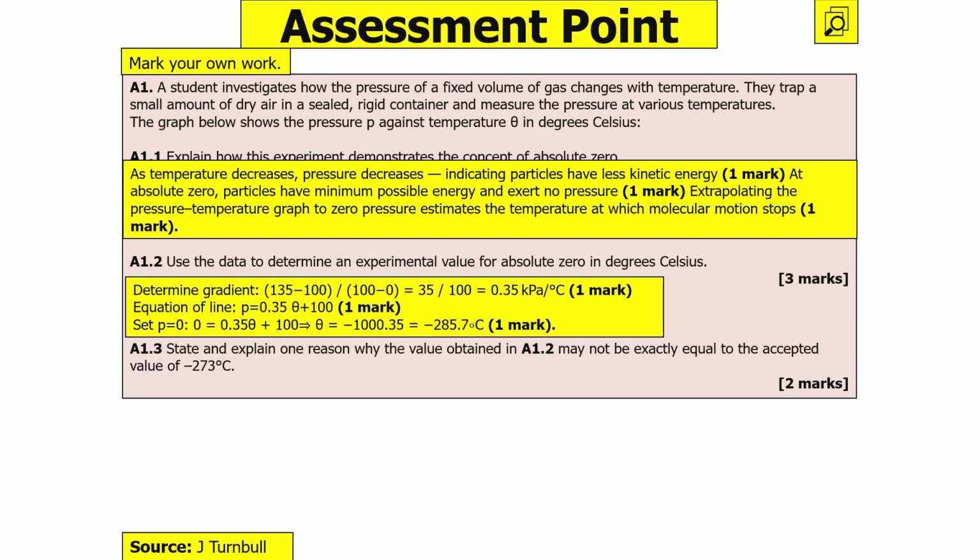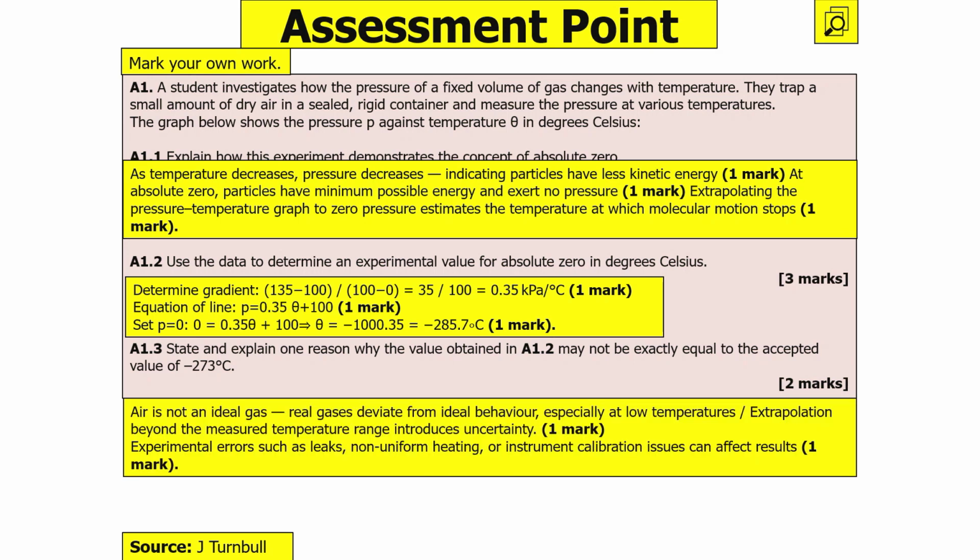So we would work out the gradient, so we would do 35 over 100, which is 0.35 kilopascals per degree Celsius. We can use the equation of the line, y equals mx plus c. So we can say that P equals 0.35θ plus 100. So we set P to equal 0, because we know at absolute zero the pressure is equal to 0. Pop that in and we get θ coming out to be minus 285.7 degrees Celsius.